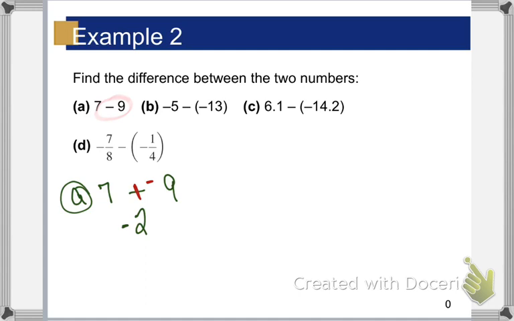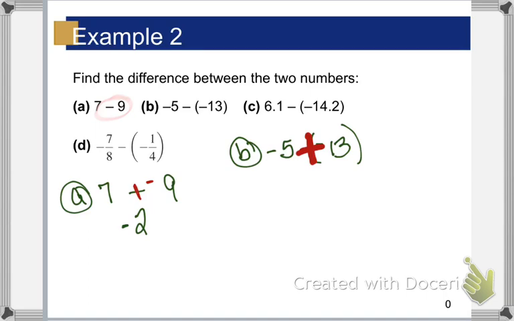Okay. Now, for B, I've got negative 5 minus negative 13. Now, you were probably taught for the double negative, you just make it a positive. Were you taught that? Okay, but let me tell you what you're doing. That is correct. The double negative, you just make it positive. That's true, because a negative and a negative make a positive. But what you're doing is you are changing this to addition, and then you're adding the opposite. That's why that negative becomes a plus.